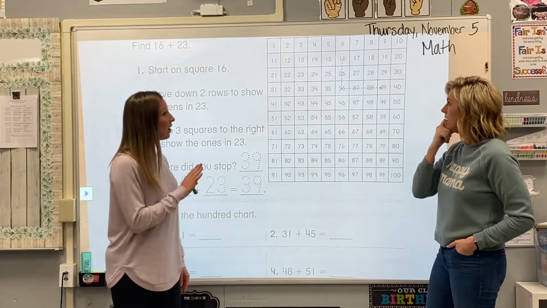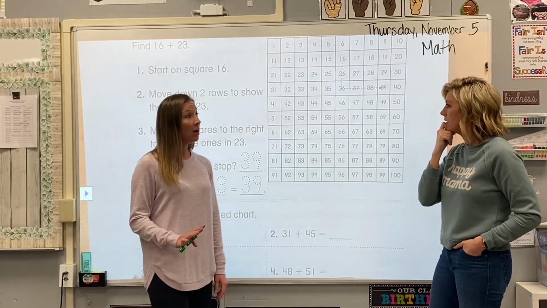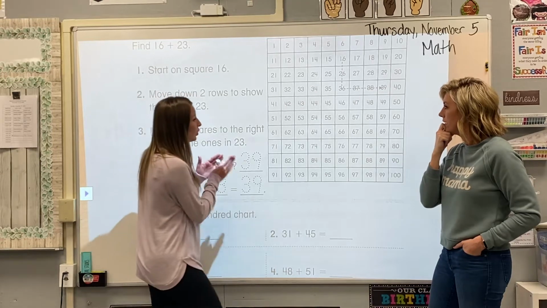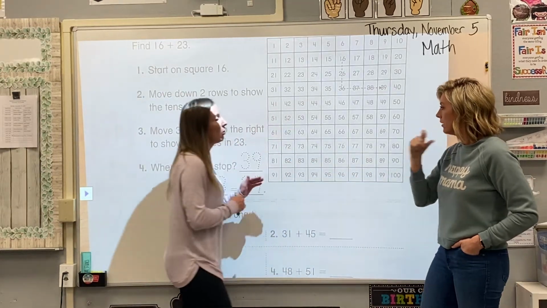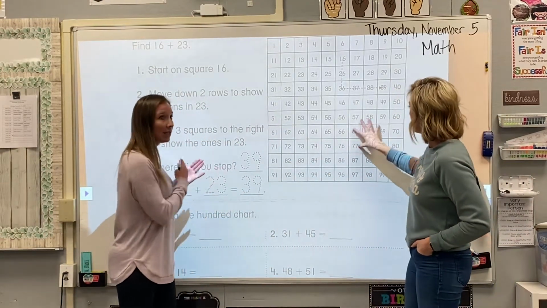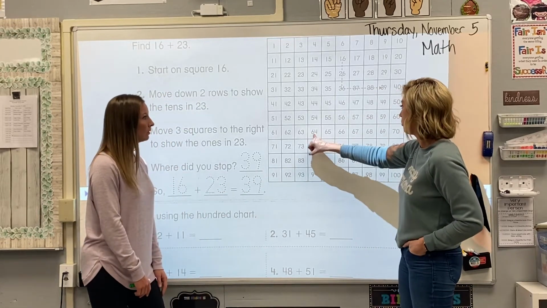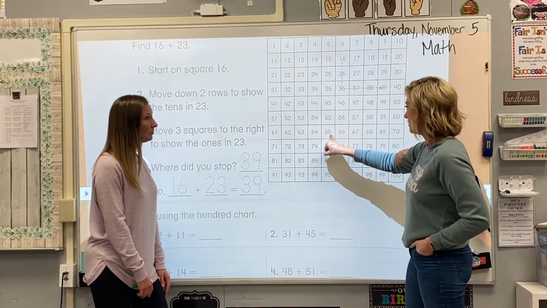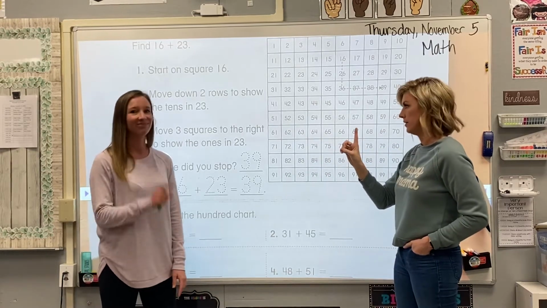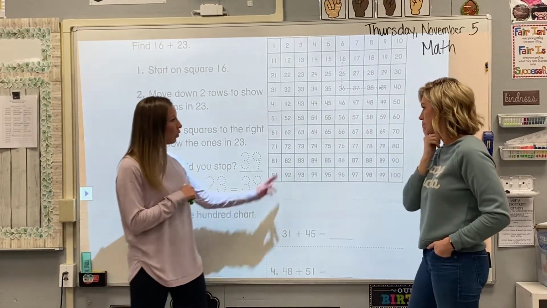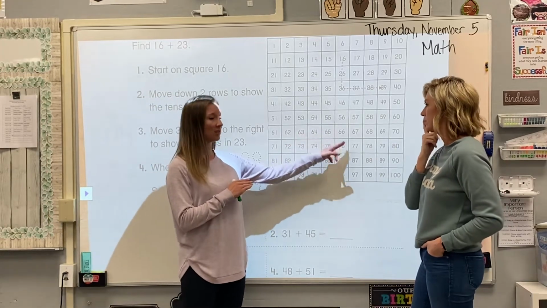Wow. Now, I'm not done. I want to know what happens as we move across a row. Okay. So how many are we adding as we move across? All right. If I start at 64 and I just move 1 over, I'm at 65. So I just added 1. You are only adding 1 as you move to the right across the hundreds chart.